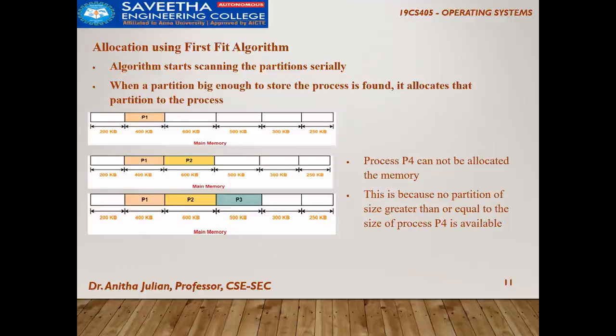So first of all we will try the first fit algorithm. So what is the algorithm? Just to recap, algorithm starts scanning the partitions serially. And when a partition big enough to store the process is found, it allocates that partition to the process. So the very first big enough partition will be allocated. So basically the first size was 357 or something. So that is being put in this 400 KB partition.